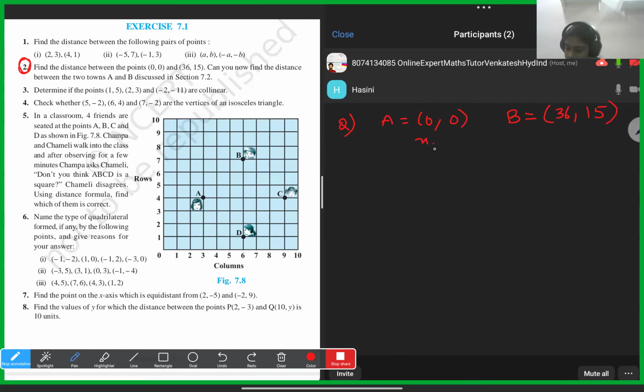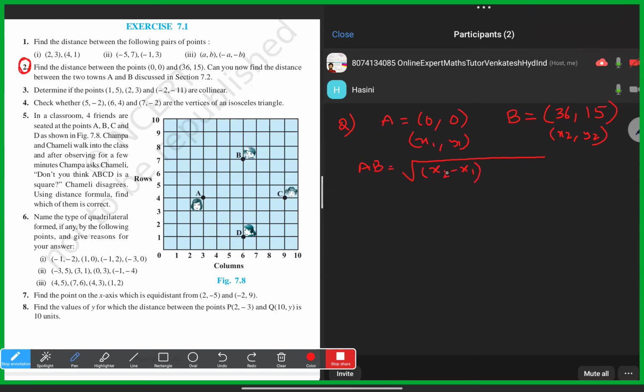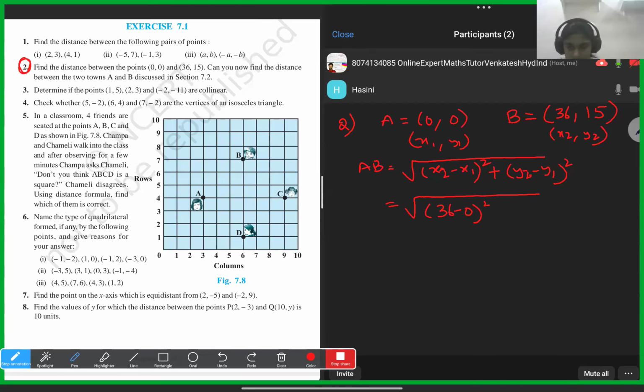So Hasni, this is x1, y1, and this is x2, y2. The formula is what, Hasni? AB is equal to the square root of (x2 minus x1) whole square plus (y2 minus y1) whole square. So now, root of (x2 minus x1) whole square. So (36 minus 0) whole square plus, what do I have to write now? Plus (15 minus 0) whole square.